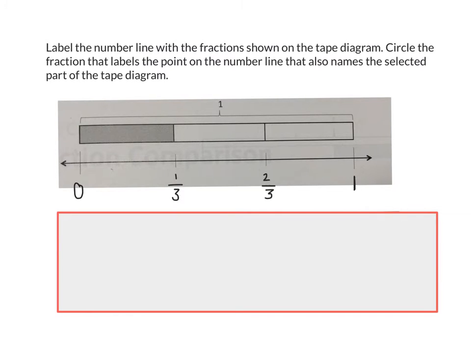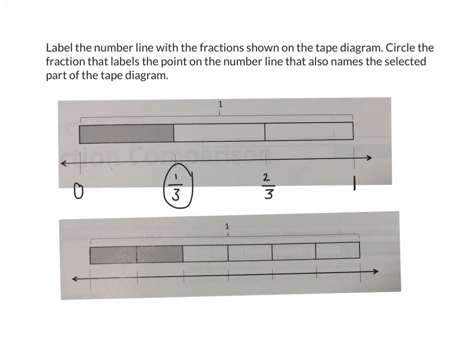What would the third tick mark represent if we were talking about thirds? We have 1/3, then 2/3, then everyone? 3/3, which is the same as 1. Then the directions say to circle the fraction that labels the point on the number line that also names the selected part of the tape diagram. So what part is shaded in on the tape diagram? Everyone? 1/3. Let's go ahead and circle 1/3. That's how you do these kinds of problems.